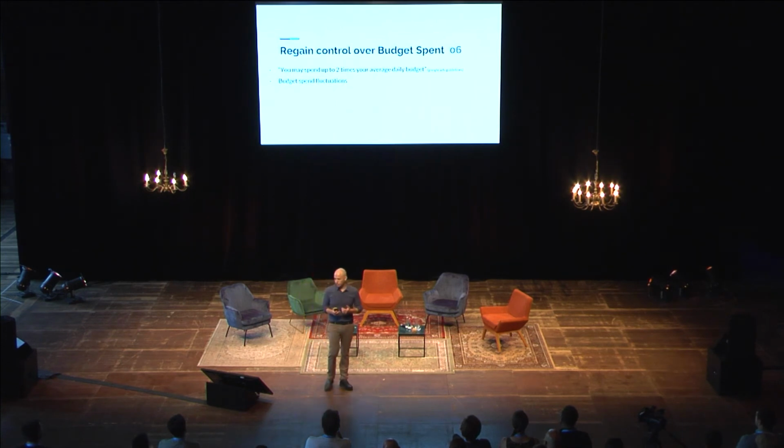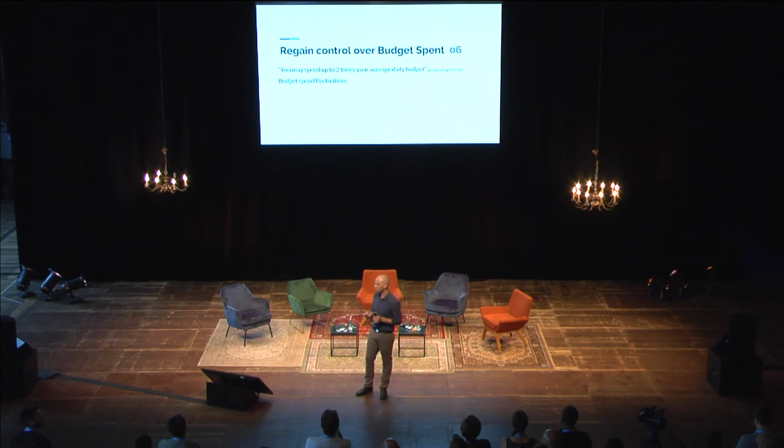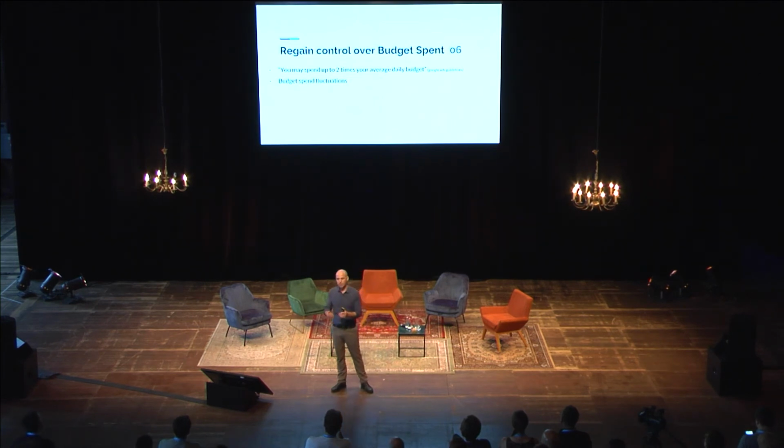Hiring the conversion results. Now, the last thing, number 6, how to regain control over budget spend. Because according to Google, the daily spend can be as much as twice what you set it to be. So it's a very fluid daily budget. In addition to that, the budget spend fluctuates a lot.